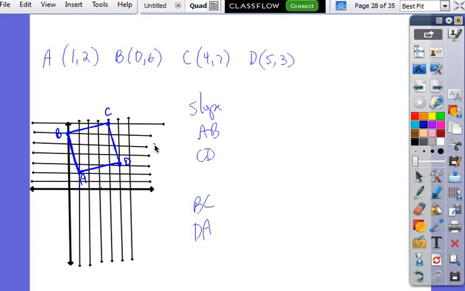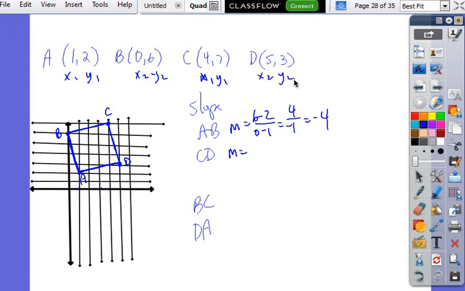So if I do slope of AB, there's my 1s and there's my 2s. So I would say 6 minus 2 over 0 minus 2, so I get 4 over negative 1, which is negative 4. Do CD. There's my x1 and y1, x2 and y2. 3 minus 7 over 5 minus 4, which is negative 4 over 1, which is negative 4.